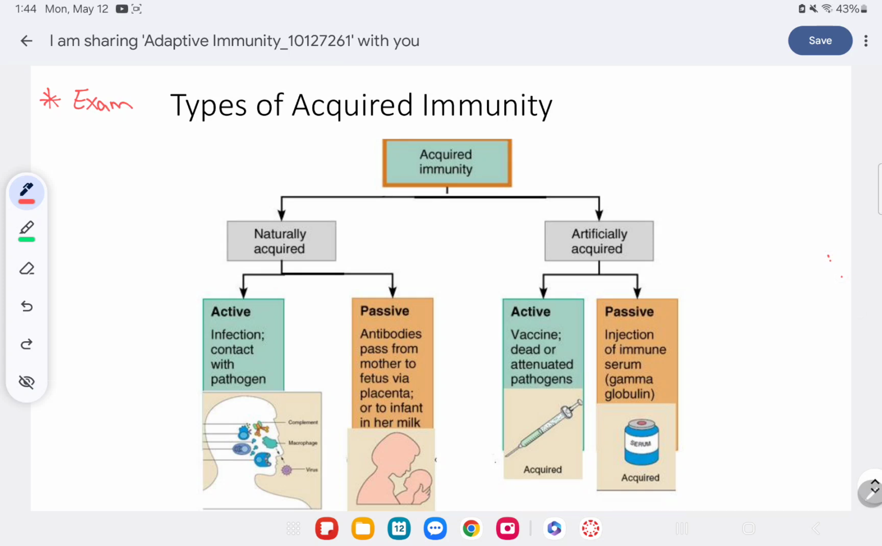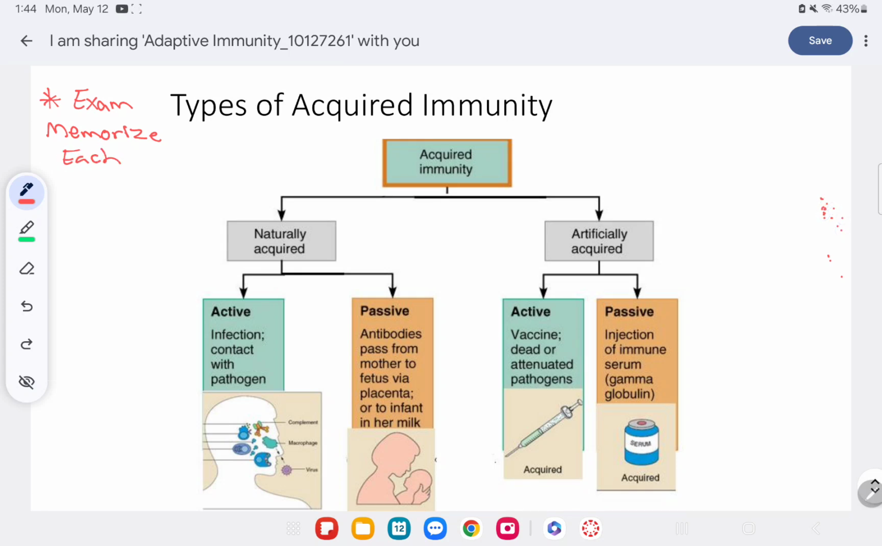So here's your acquired immunity. You can get it naturally or artificially. Artificially means clinically, okay? In the real world, that's natural. So you can get it in an active way, and that would be to actually encounter the pathogen on your own. You breathed it in, you swallowed it, it got parenterally introduced, whatever it is, you saw it, you responded, your B cells triggered, divided into plasma and memory cells. Okay, you made antibody, you dealt with it on your own.